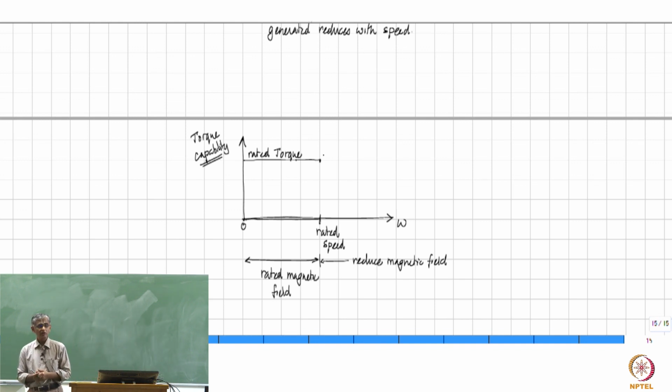You will have to derate the machine in accordance with the fact that mechanical torque multiplied by the speed must be equal to a fixed number. And therefore, if you draw a graph of the ability of the machine to generate torque versus speed, this graph will be a hyperbola which is determined by the fact that torque into omega is equal to a fixed number.